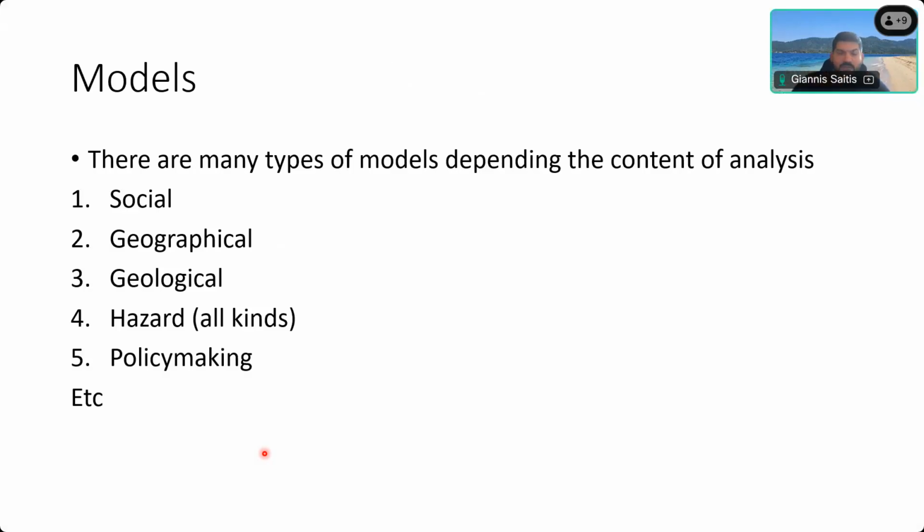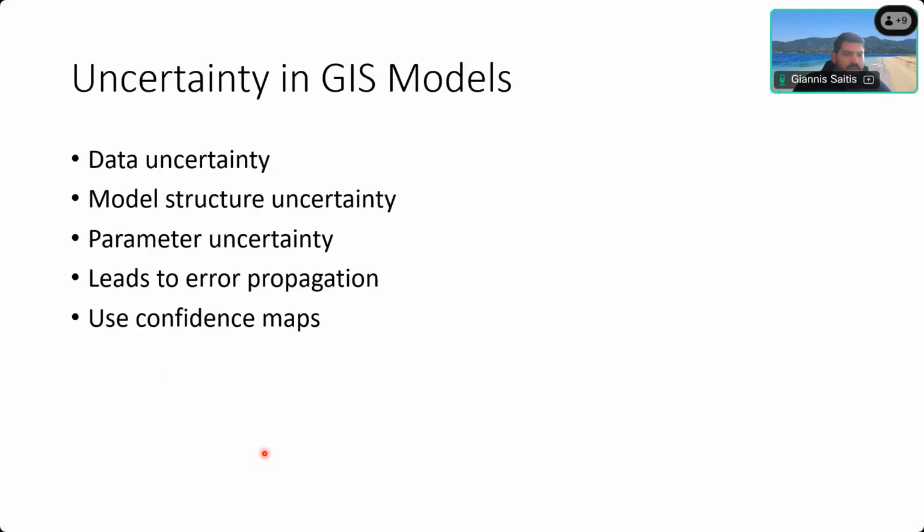So it depends what we want to do. We have models about society, social models. We have models on physical parts, so we consider them as geographical, geological, hazard, models for policy making. We have also finance, don't forget about the finance, logistic models. So depending on the situation, we have different kinds of models that can get under the umbrella of a model.